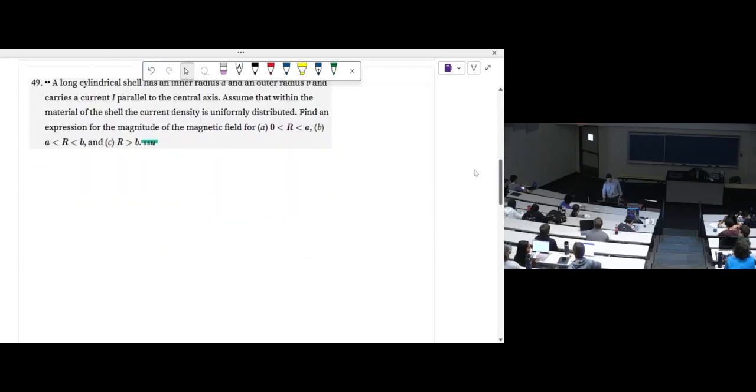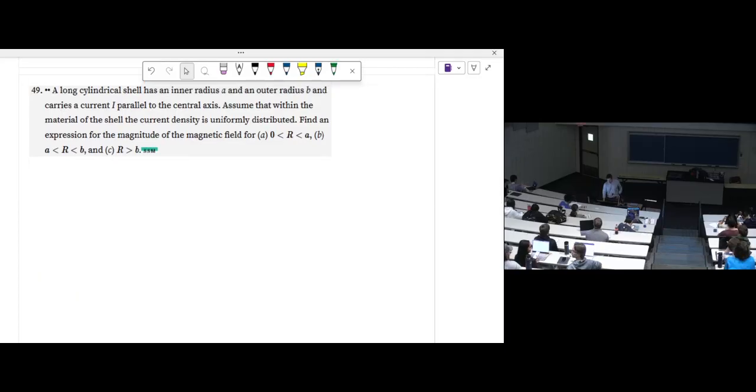Okay. A long cylindrical shell has an inner radius A and an outer radius B and carries a current I parallel to the central axis. Assume that within the material of the shell, the current density is uniformly distributed. Find an expression for the magnetic field when R is less than A, when R is between the two walls of the shell, and C when R is greater than B.